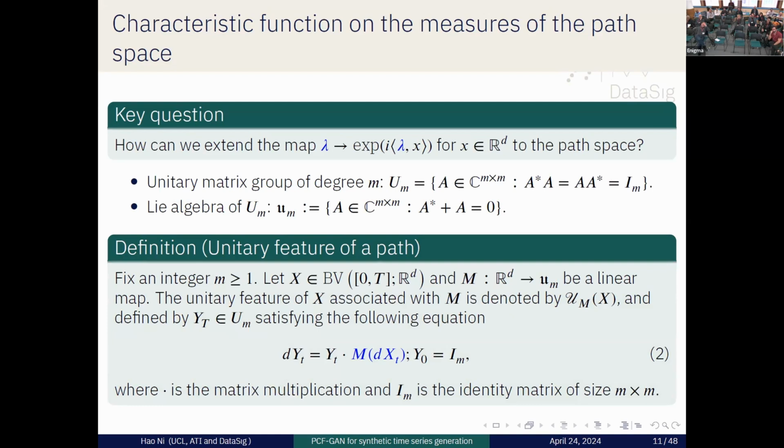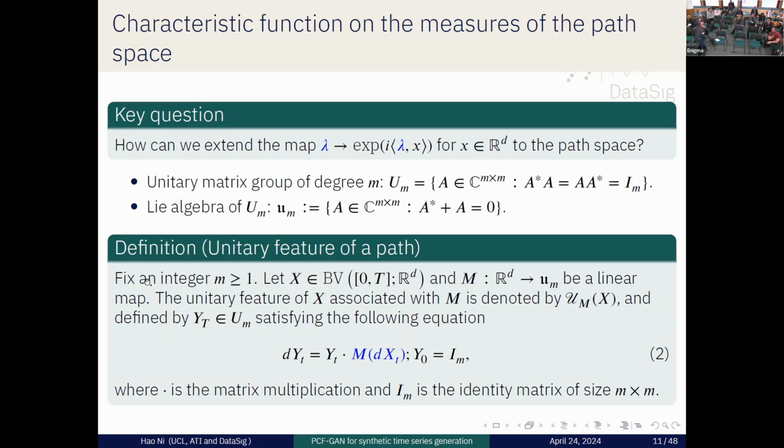The unitary matrix group of degree m, denoted by this capital UM, is the set of the complex valued matrices A such that A conjugate times A equals A times A conjugate equals the identity map, and its Lie algebra, denoted by this small um, is the set of all the skew-Hermitian matrices. Here I want to emphasize that the Lie algebra is a vector space, but the matrix Lie group is not. So now let me give you the full definition of the unitary feature of the path.